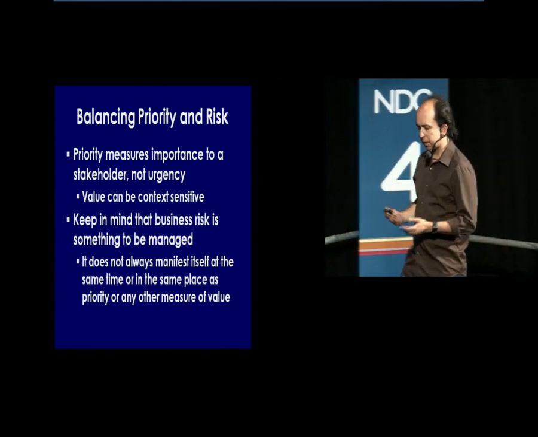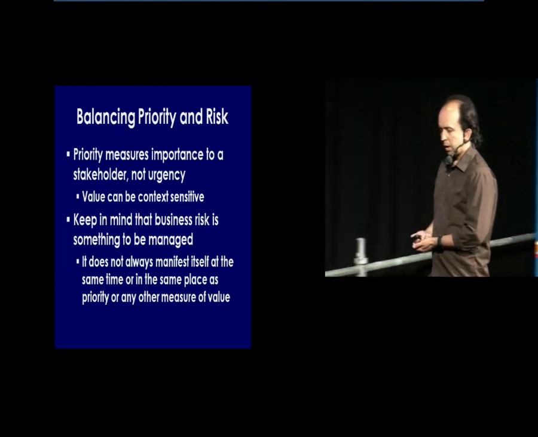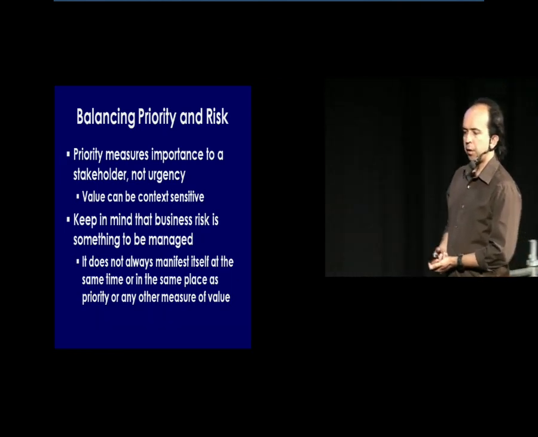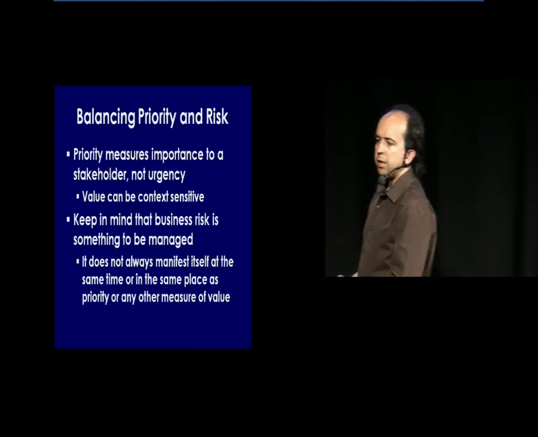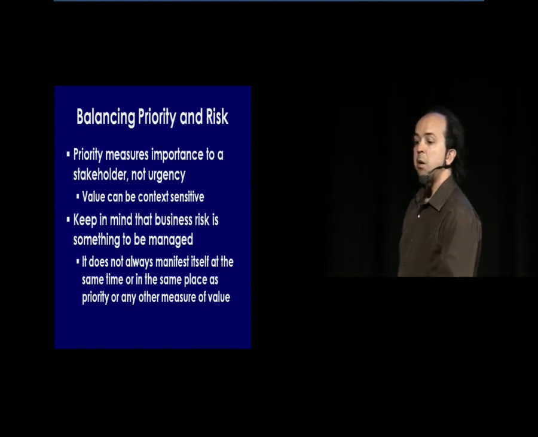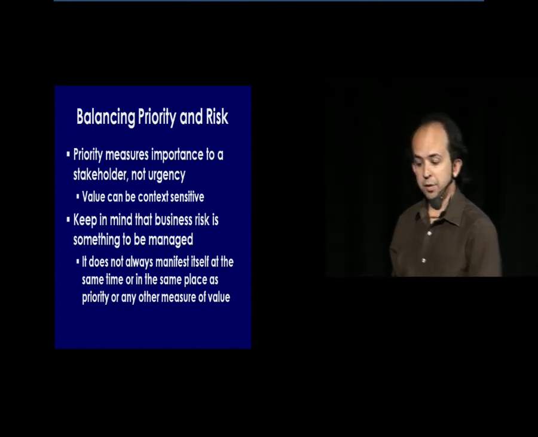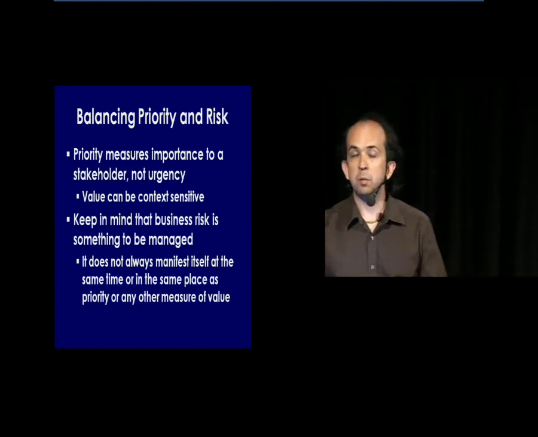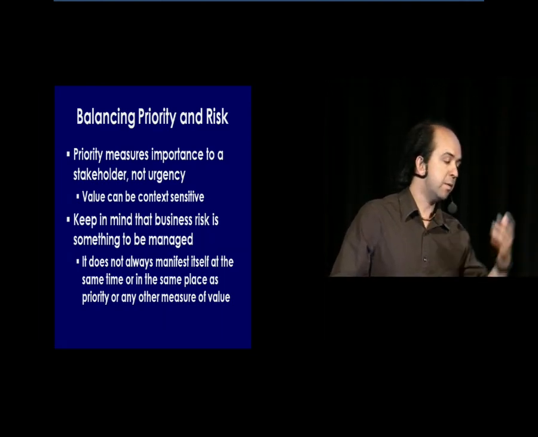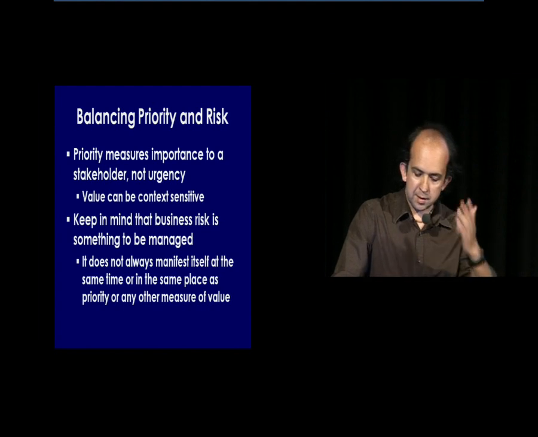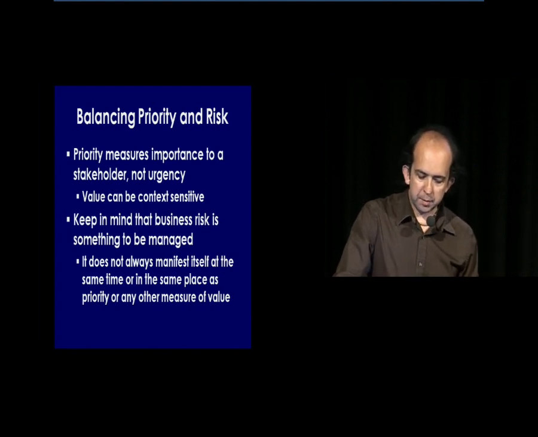If, in order to fulfill a particular requirement that is very high priority but is also very high risk, we may choose to implement a slightly lower priority requirement that is also lower risk, that when we complete it, it actually reduces the risk of the other requirement. Let me give you a simple example. Let's slice up these things.